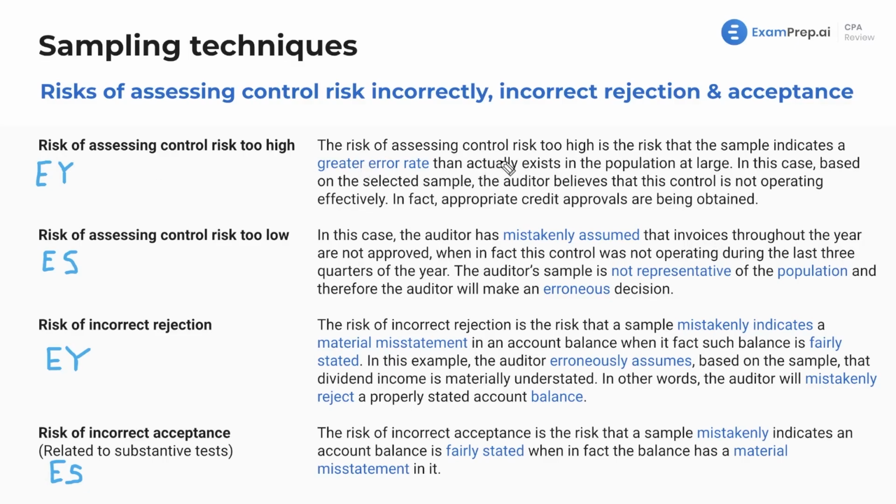Now, this is the risk of assessing control risk too high. On the left here, I'm going to put what we assessed it at. Let's say we assessed it at 5% issues, but in reality, it only has 1% of issues. Now, if it was me, I have a lot of issues, but that's just me. I don't know about you. The risk of assessing control risk too high is the risk that the sample indicates a greater error rate than actually exists in the population.